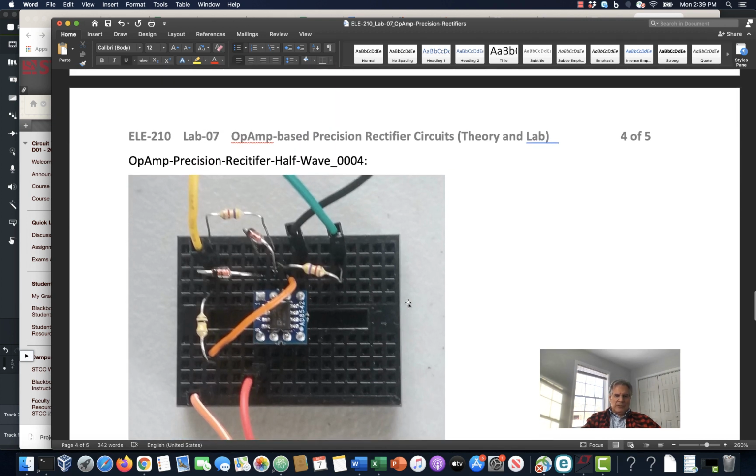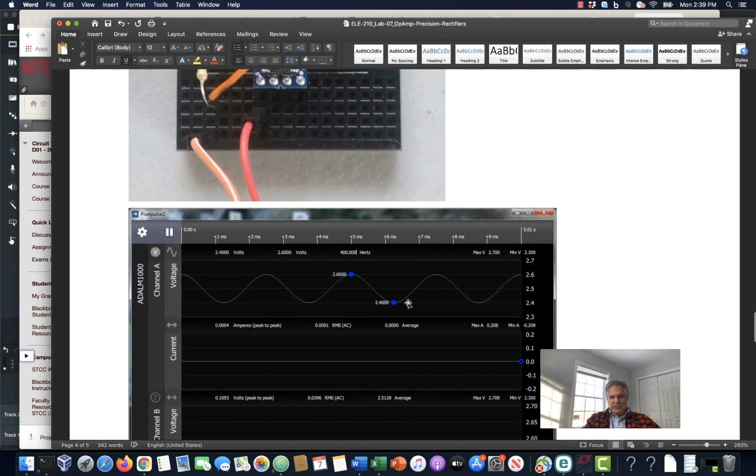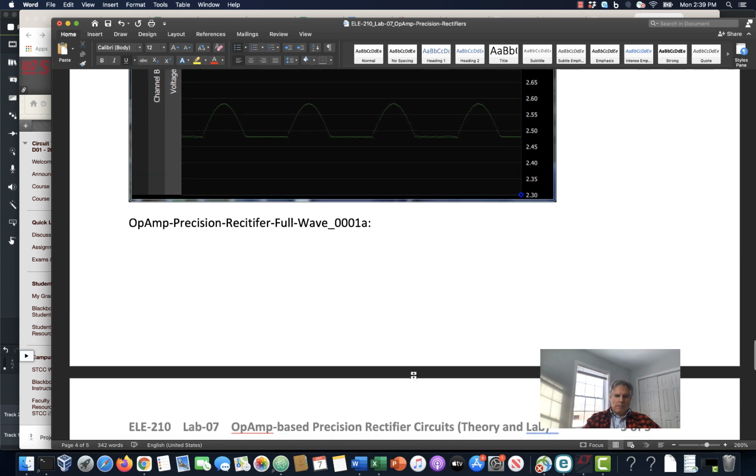Here's the fancier op-amp precision rectifier. And here you can see during the negative halves of the input sinusoid, I got a positive half sinusoid. So it's a half wave rectifier, but it seems to be an inverting half wave rectifier.